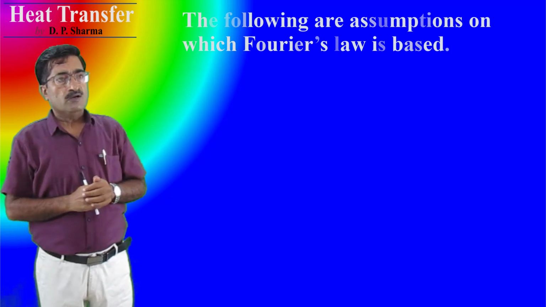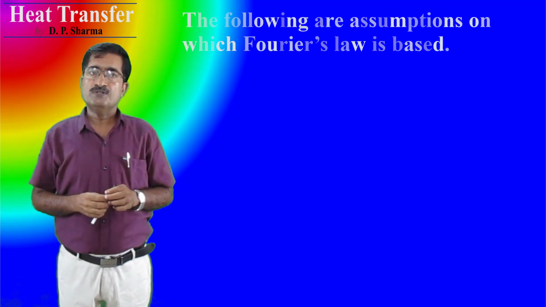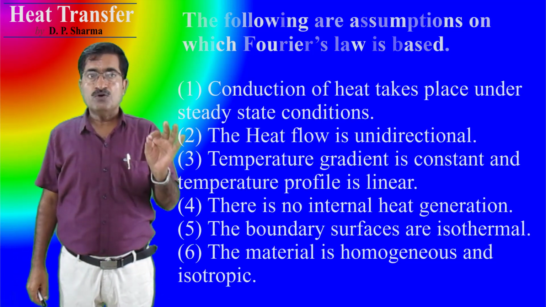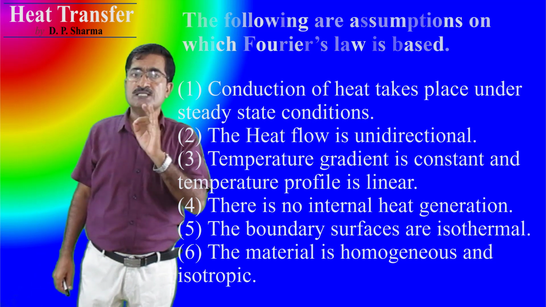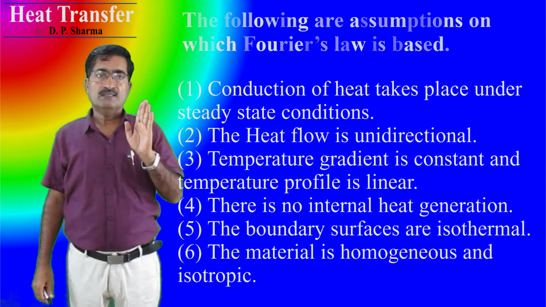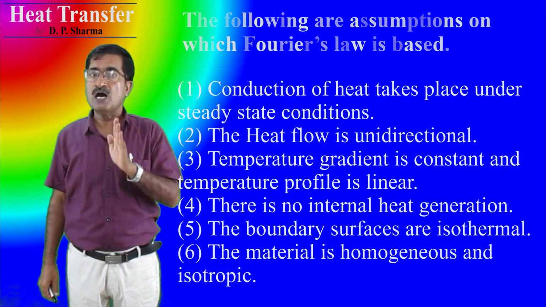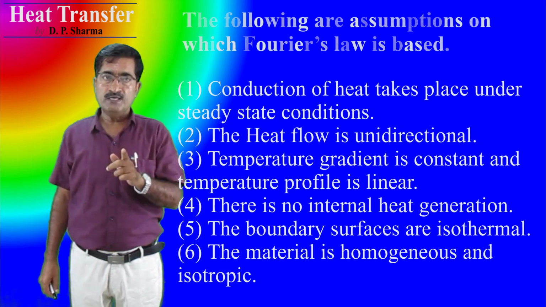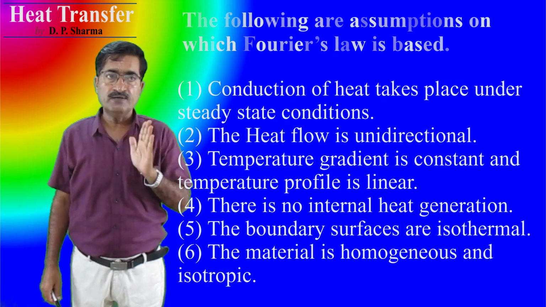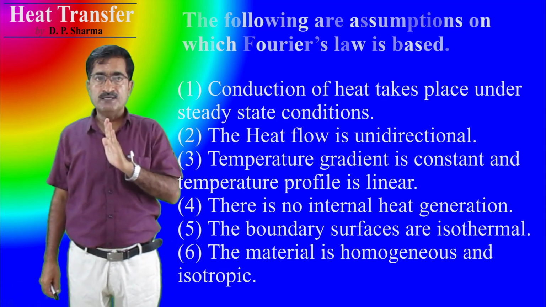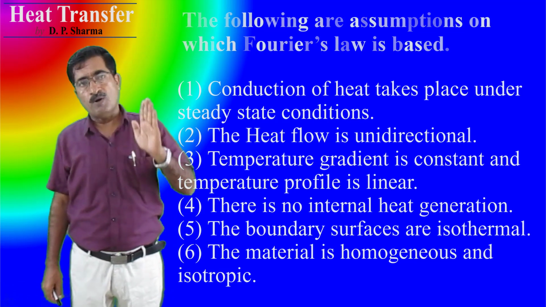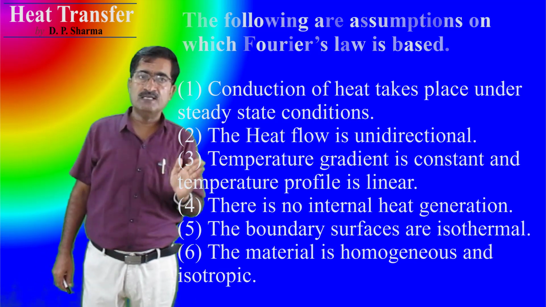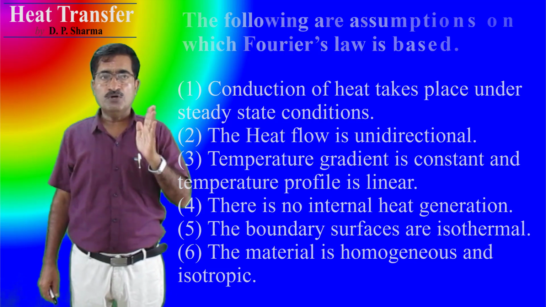The following are the assumptions on which Fourier's law is based. First, conduction of heat takes place under steady state condition. Second, the heat flow is unidirectional or one directional heat flow. Third, temperature gradient is constant and temperature profile is linear. Fourth, there is no internal heat generation. Fifth, boundary surfaces are isothermal. And sixth, the material is homogeneous and isotropic.